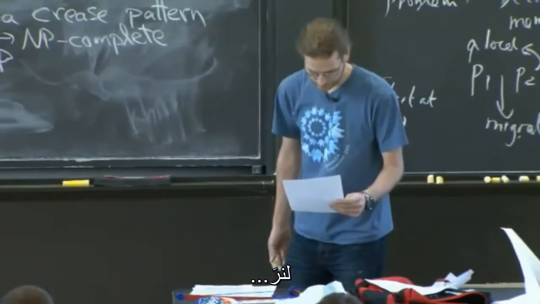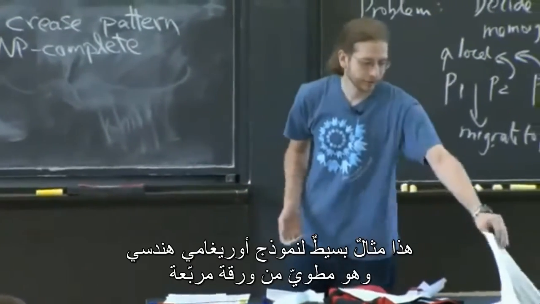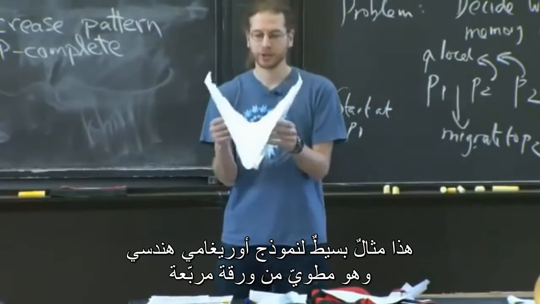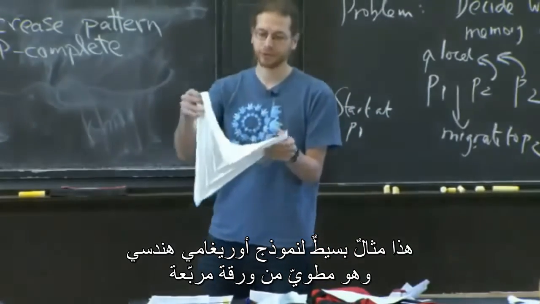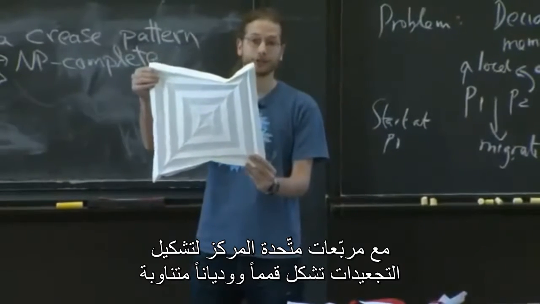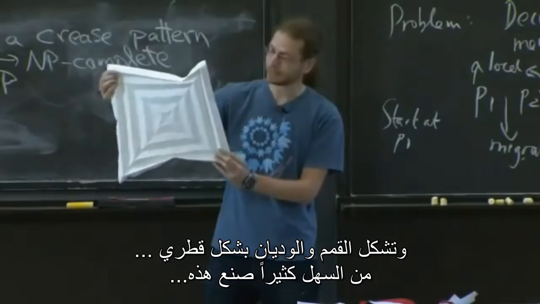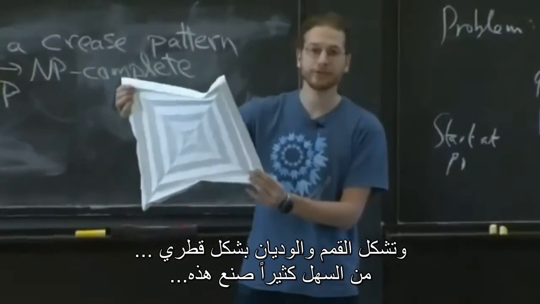Let's see. Show you some other things. Here's a simple example of a geometric origami model. So this is folded from a square of paper with concentric squares as creases, alternating mountain and valley. So you can see mountain, valley, also folded diagonals. It's very easy to make.